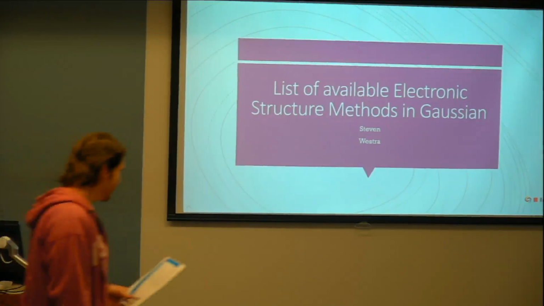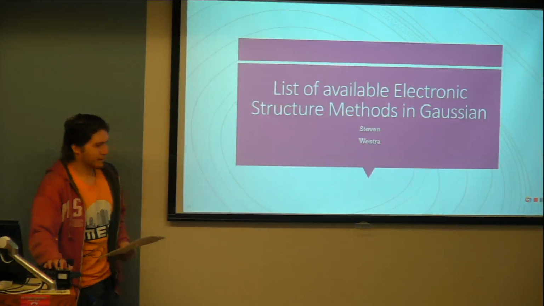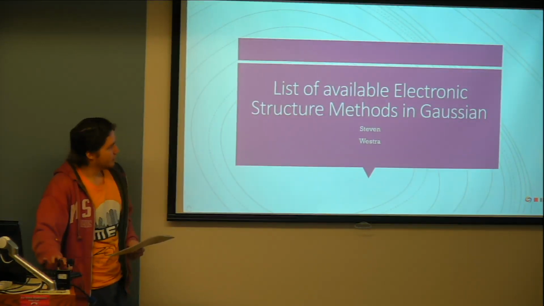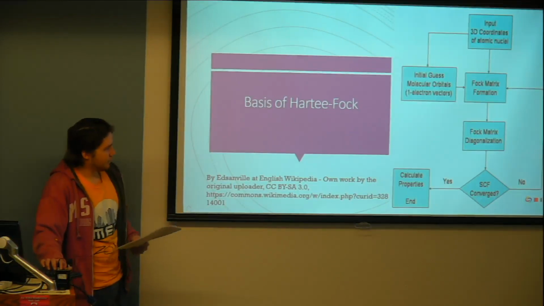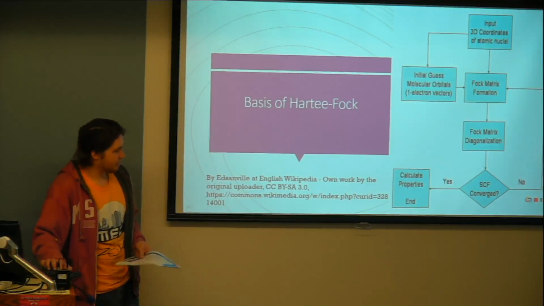I will try and speak quickly. I have a lot of information. So, like Dr. Killen said, I'll be speaking about electronic structure methods in the Gaussian program. First we cover some background of what electronic structure methods are. The basis of electronic structure methods is the Hartree-Fock method, which started around the time that Schrödinger originally developed the Schrödinger equation, and is a very basic approximation of the positions of electrons in an electronic field around an atom or molecule.